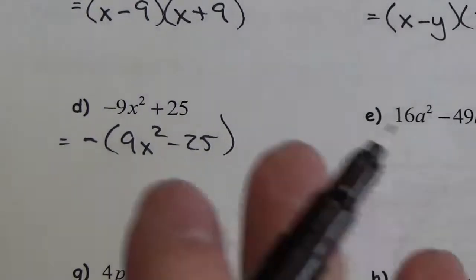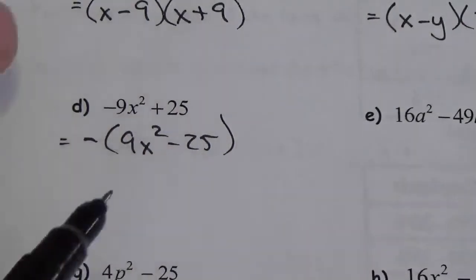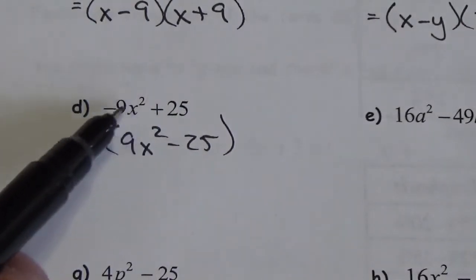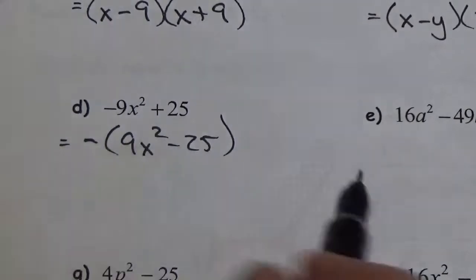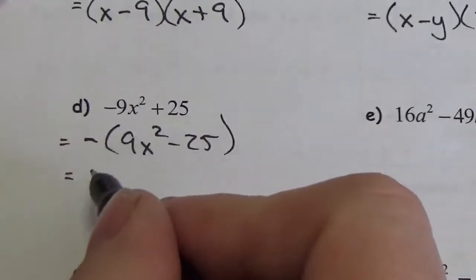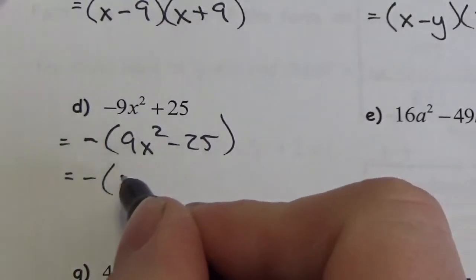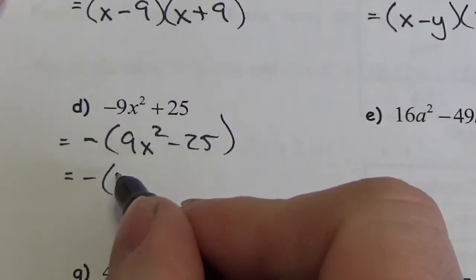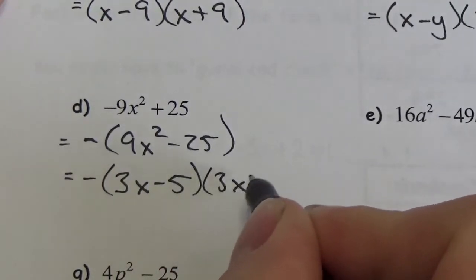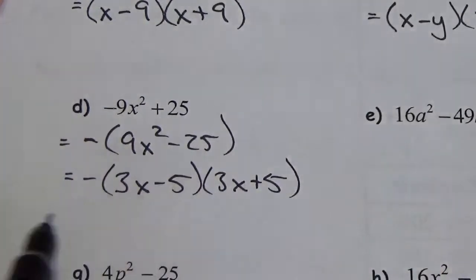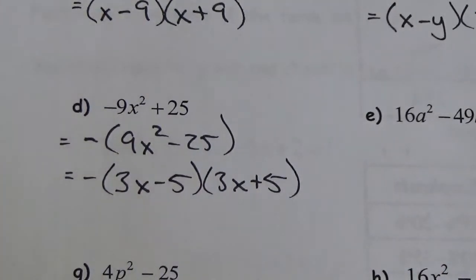And I know some people are going to say, well, I could rearrange the order here, but I like the order that it's in with the highest power first. So I like it looking like this. I just don't want the negative in front. So I'm going to take the negative out. Now I can see that this is a difference of squares. So 3x minus 5, 3x plus 5. And I like how that looks at the end.